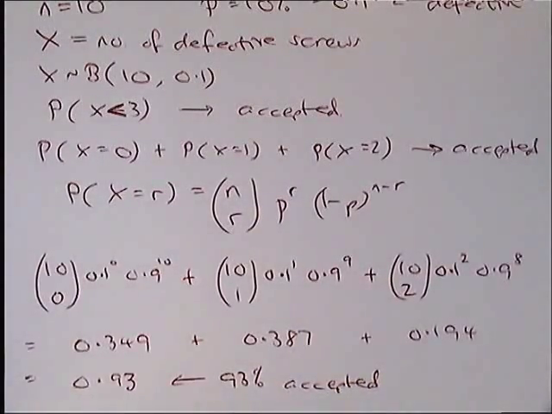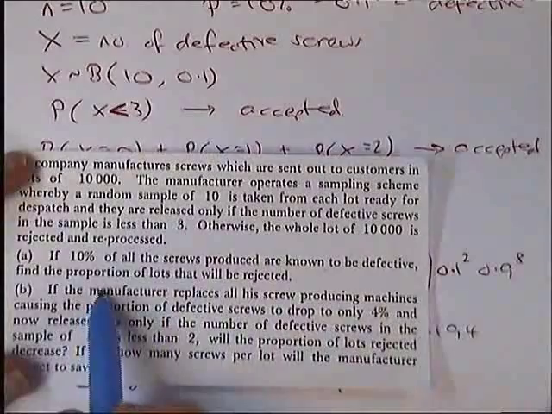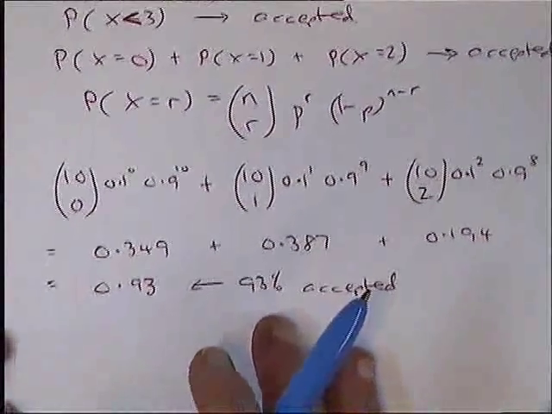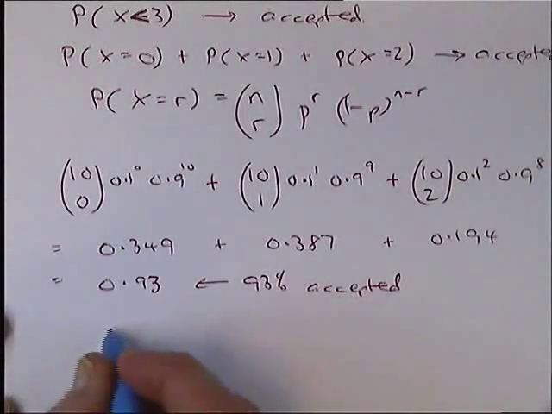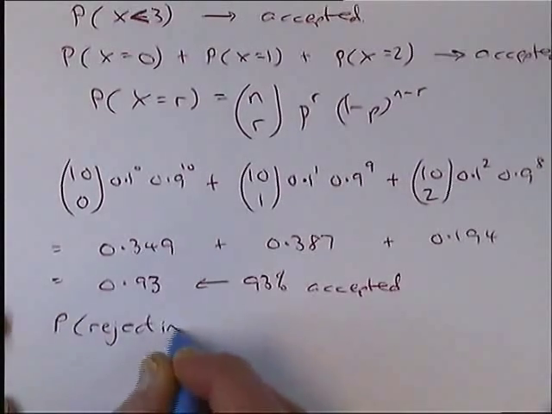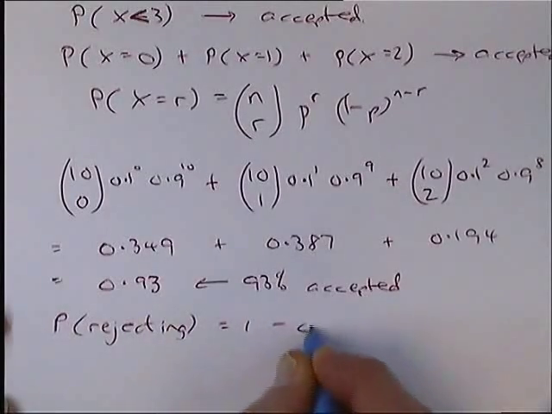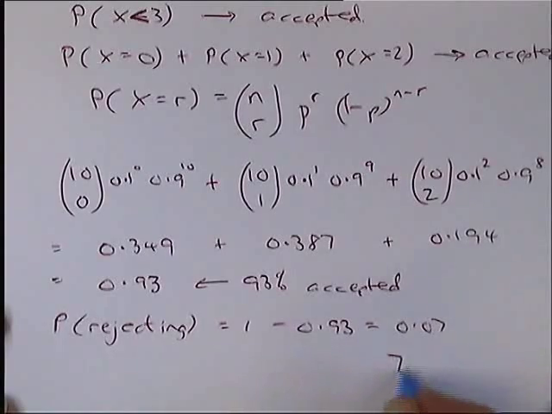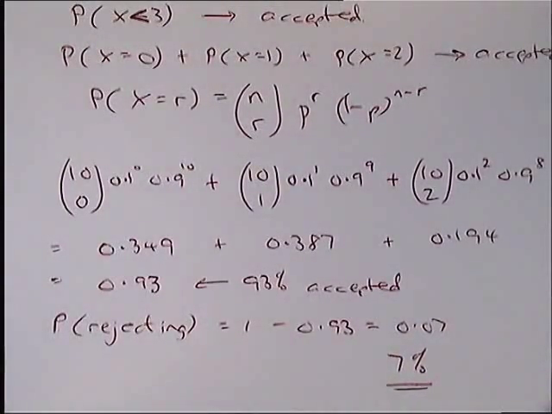If we go back to the question, it was asking for the proportion of lots that will be rejected. Well, that's the other 7%. If that's 0.93, then the probability of rejecting the batch will be 1 minus 0.93, which is 0.07, which is 7%. So the answer to that first question, the proportion that will be rejected, is 7%. I'm going to continue this question in a separate video.